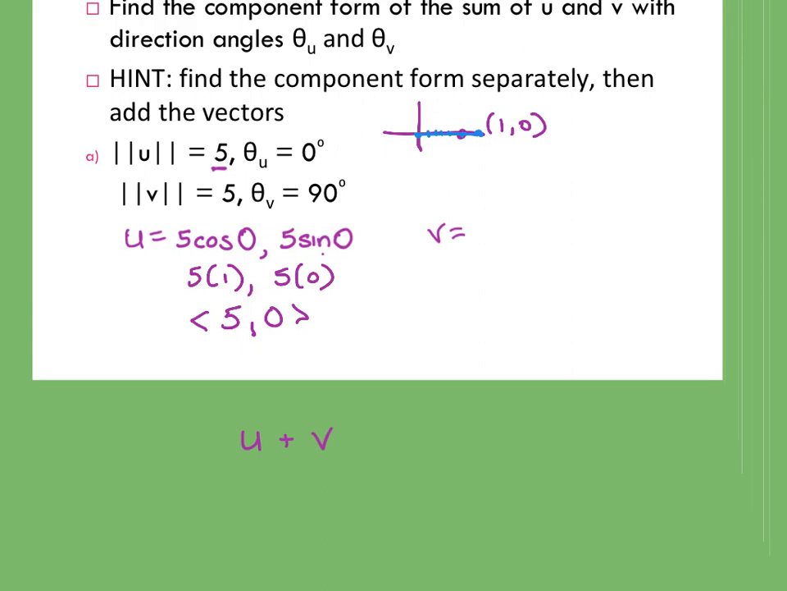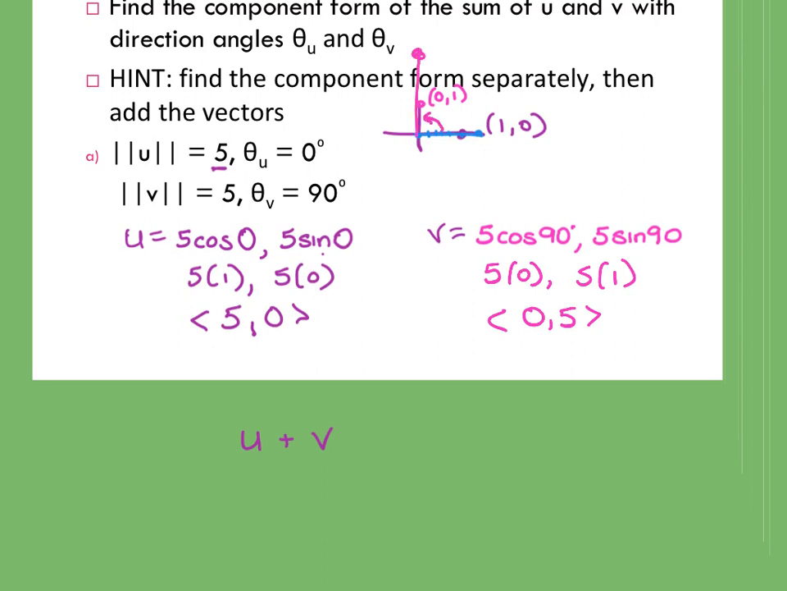And v, magnitude is 5 times the cosine of 90. Magnitude of 5 times the sine of 90. 90 degrees is here. Coordinate point is 0, 1. Cosine is 0. Sine is 1. And this time I get 0, 5. Again, should make sense. This is 90 degrees. We're going up 5. That matches.